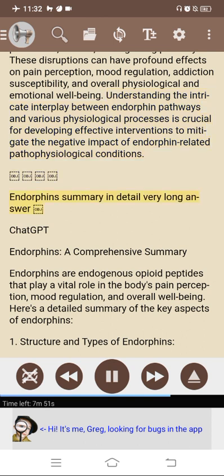Endorphin summary in detail. Very long answer. ChatGPT. Endorphins. A comprehensive summary. Endorphins are endogenous opioid peptides that play a vital role in the body's pain perception, mood regulation, and overall well-being. Here's a detailed summary of the key aspects of endorphins.